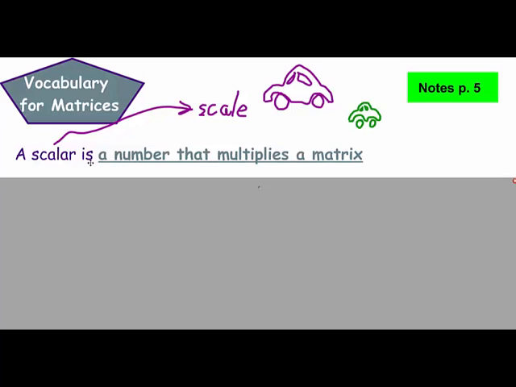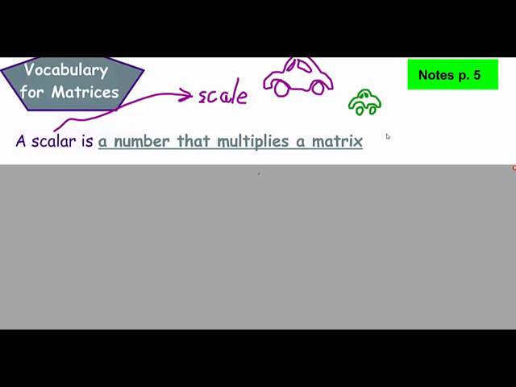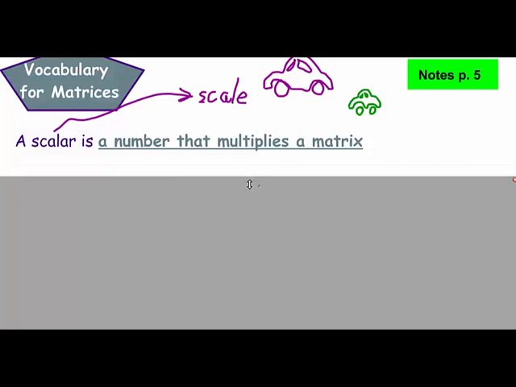Scalar is the same thing. It's just a number that's going to multiply a matrix, and what it does, just like what we saw before, it is actually going to apply to every single element inside that matrix. The same measurement I have up and down here is going to apply to this measurement up and down here. Each and every single element, the total height of the car and the total height of the model.